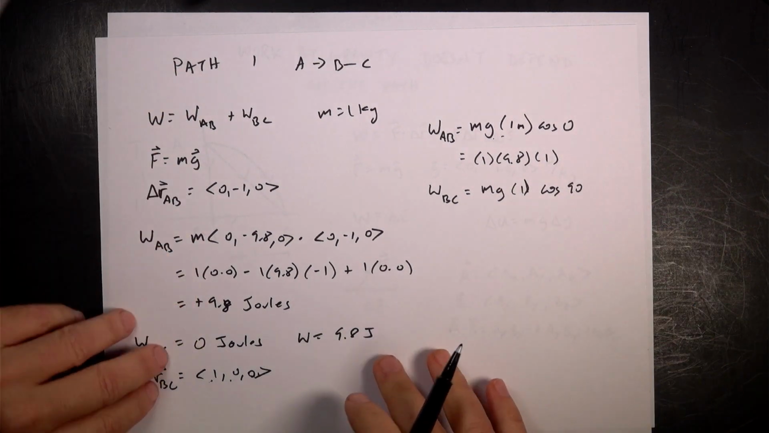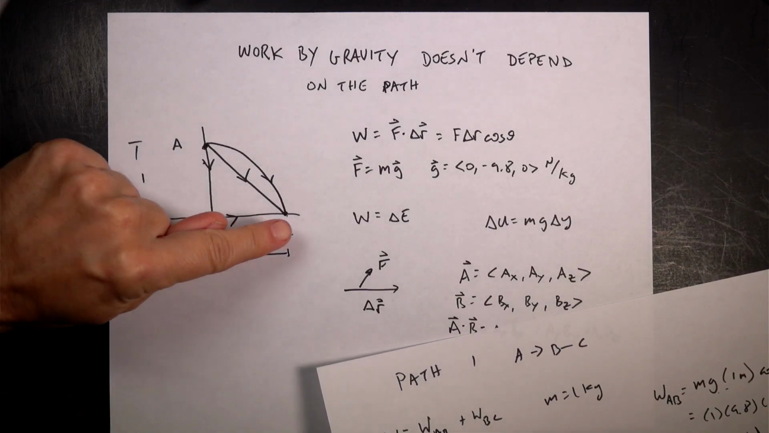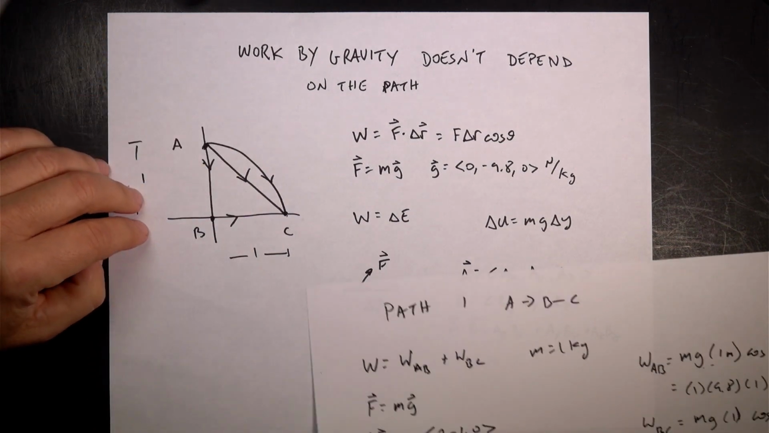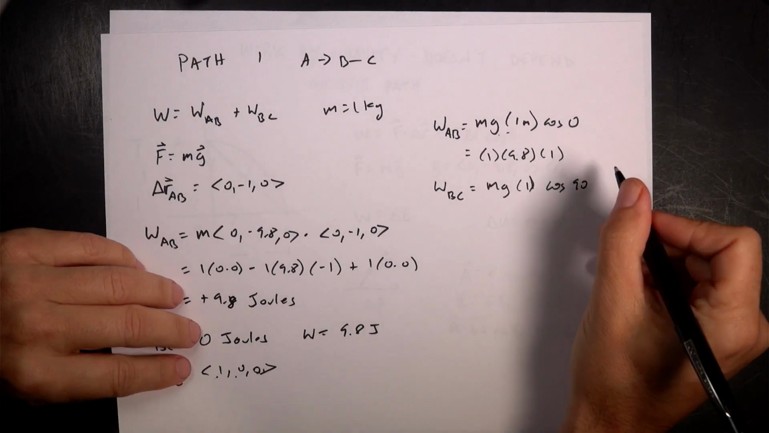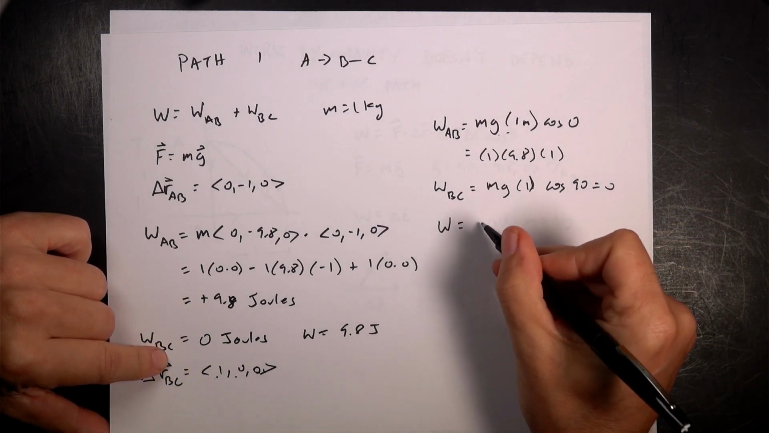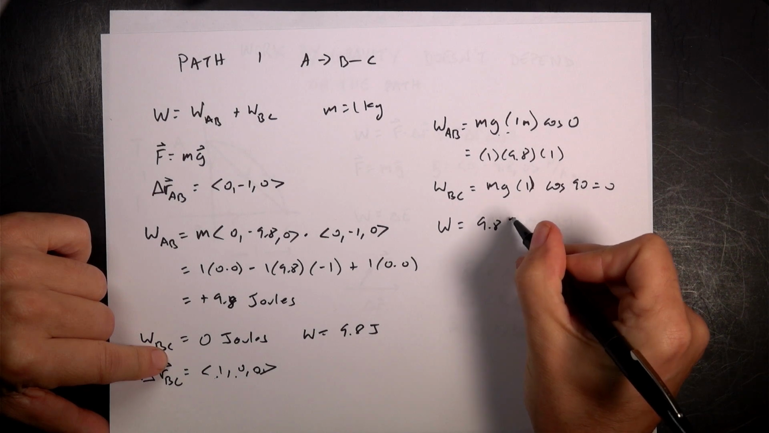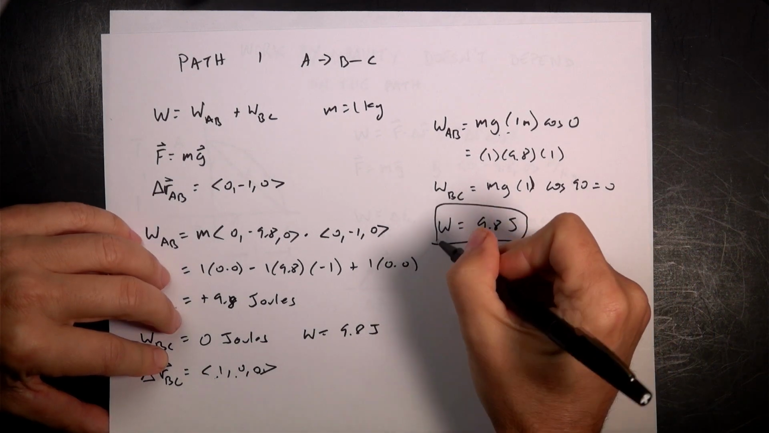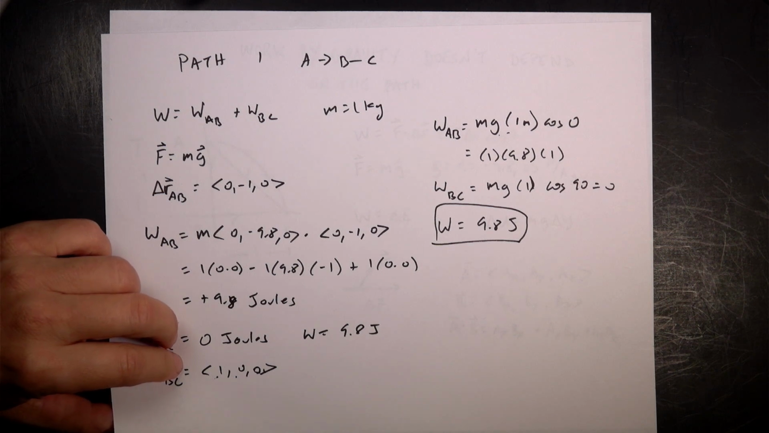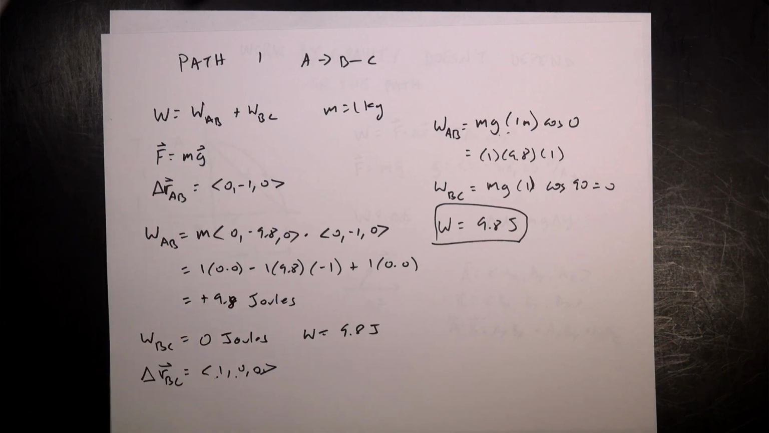Because in this case, delta r is that way, F is that way. They're perpendicular to each other. The angle between them is 90 degrees. And the cosine of 90 is 0. So either way, I get the work is equal to 9.8 joules. Okay, now let's do path 2. Get a new piece of paper. It's stuck. Okay. Path 2.